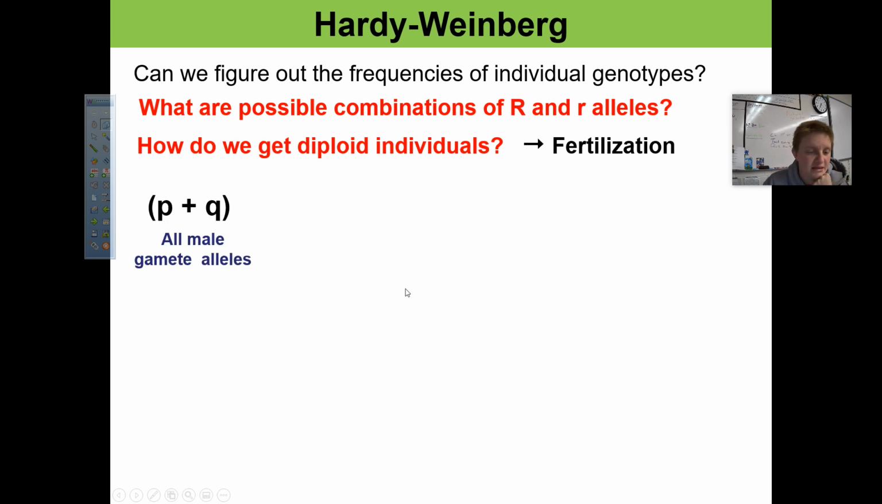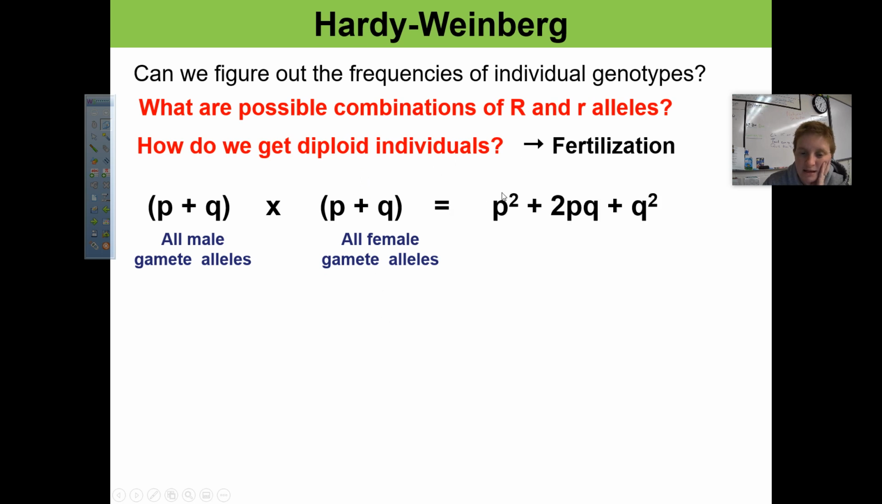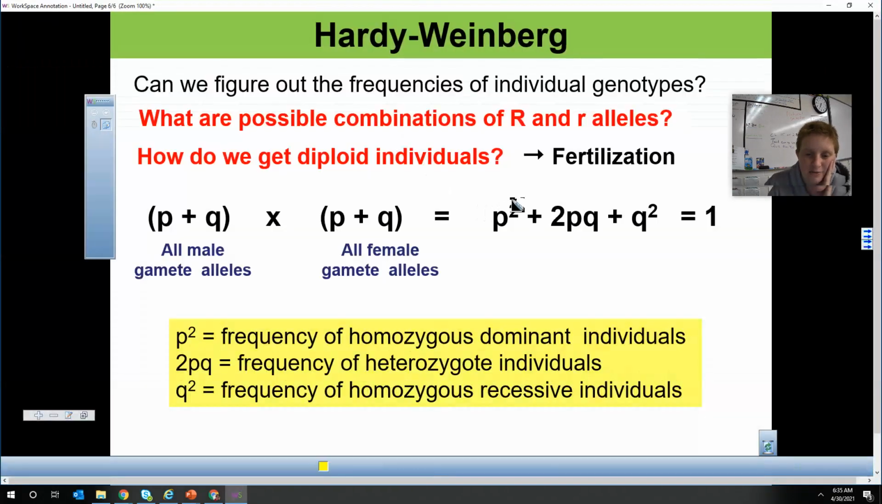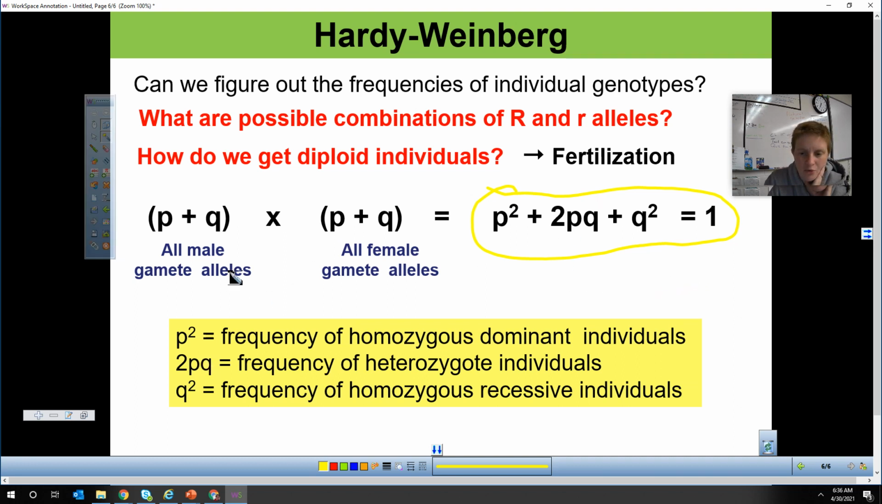So this is all the possible male gametes. Males could have a big R or a little r. Now, if you take that and multiply it by your female chances, where you could get a big R or a little r, you're going to get this equation. This is actually the second Hardy-Weinberg equation, so you can go ahead and write that down. It's p squared plus 2pq plus q squared equals 1. And then we can talk about what each of these parts are. For sure you need that.